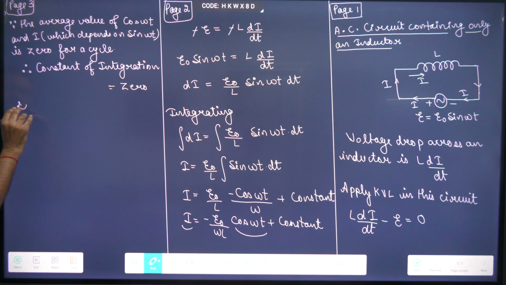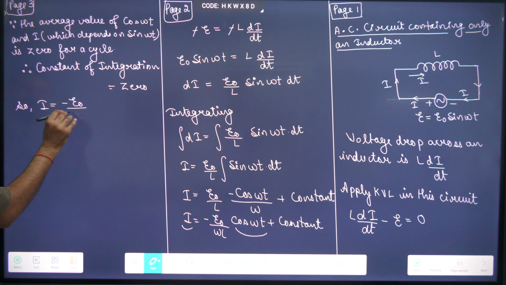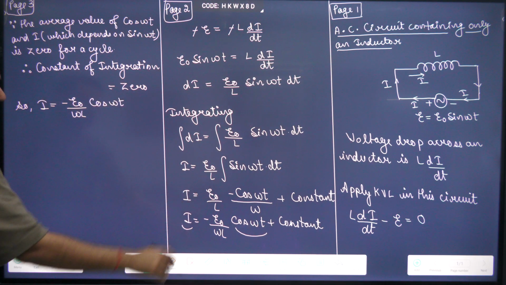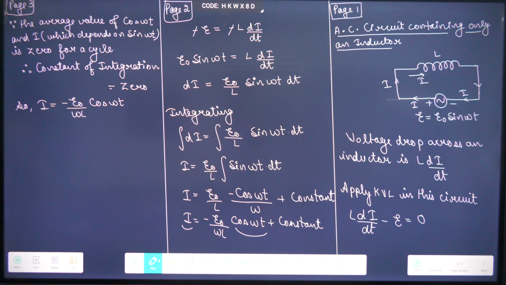So I is equal to minus E naught upon omega L cos omega t, and in place of that constant we can write 0. Is that clear to you till now? Yes. Okay.